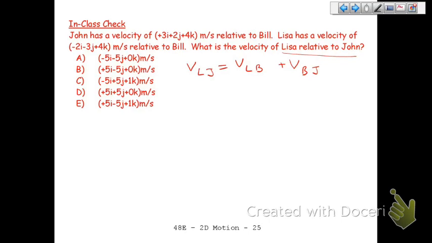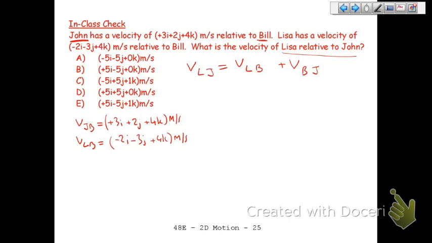Okay, so then let's do our list. Our velocity of John relative to Bill is equal to, notice we started with John relative to Bill, get the order right, plus 3I plus 2J plus 4K meters per second. And then the velocity of Lisa relative to Bill equals minus 2I minus 3J plus 4K meters per second.